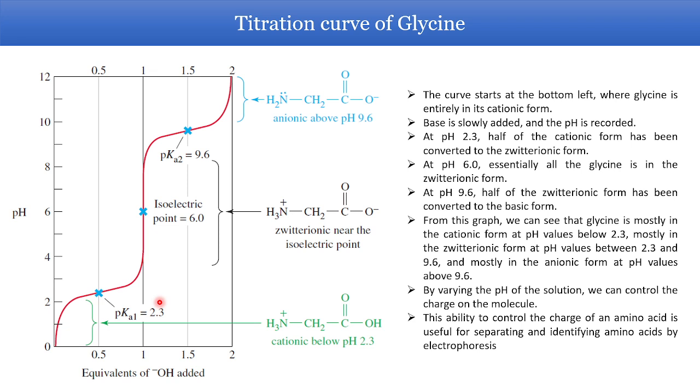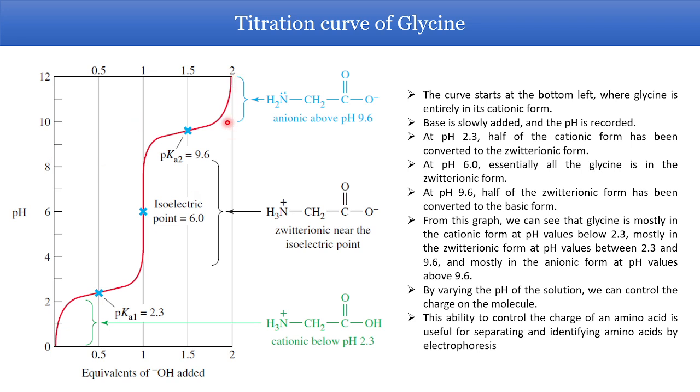At 2.3, you will have half of the cationic form and half of the zwitterionic form. Similarly, at pK 9.6, or at pH 9.6, half of the zwitterionic forms would be converted to the anionic form, so 50% anionic form and 50% zwitterionic form. When it reaches a pH of 12, all of the glycine molecules are converted to the anionic form.